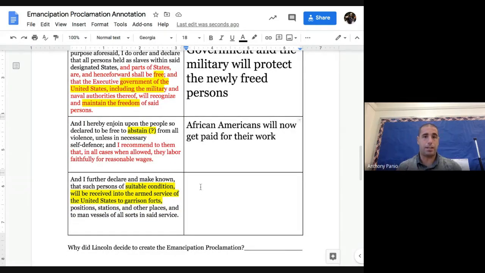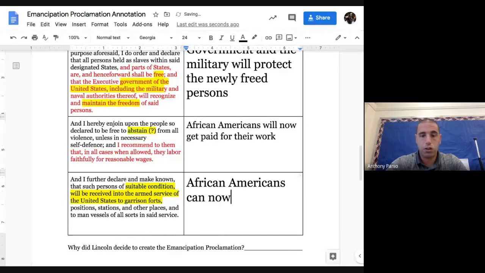So prior to 1863, African Americans were not allowed to fight on the side of the Union Army. All right? So what happens now is any such persons of suitable conditions will be received into the armed service of the United States. Another word for armed service is the military. All right? So African Americans can now join the Union Army.